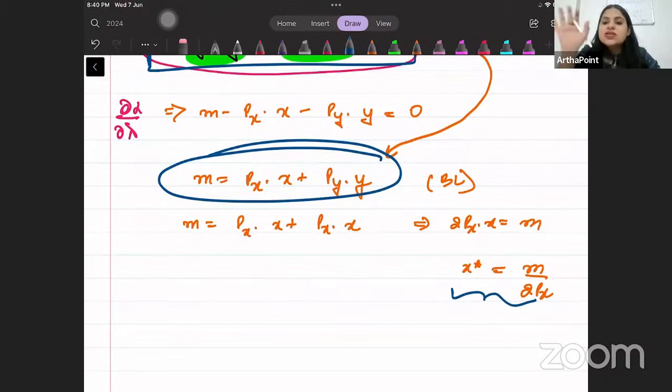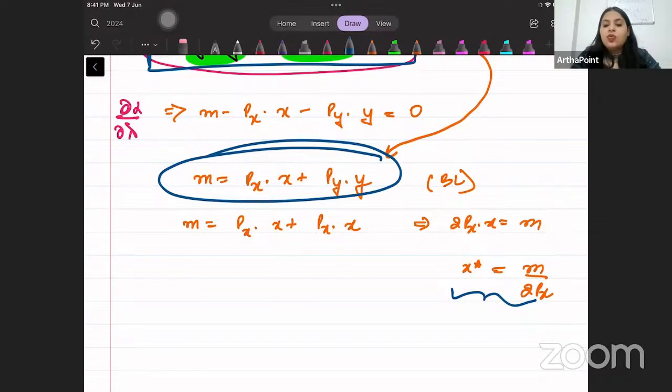Lagrange is useful if I have a complex constraint where I may not be able to understand certain things, or a complex objective function. 90% of the time, even with your MRS equal to px by py condition, we will be able to solve because we can anyways do it only with well-defined preferences, right? So this is what your Lagrange method does.